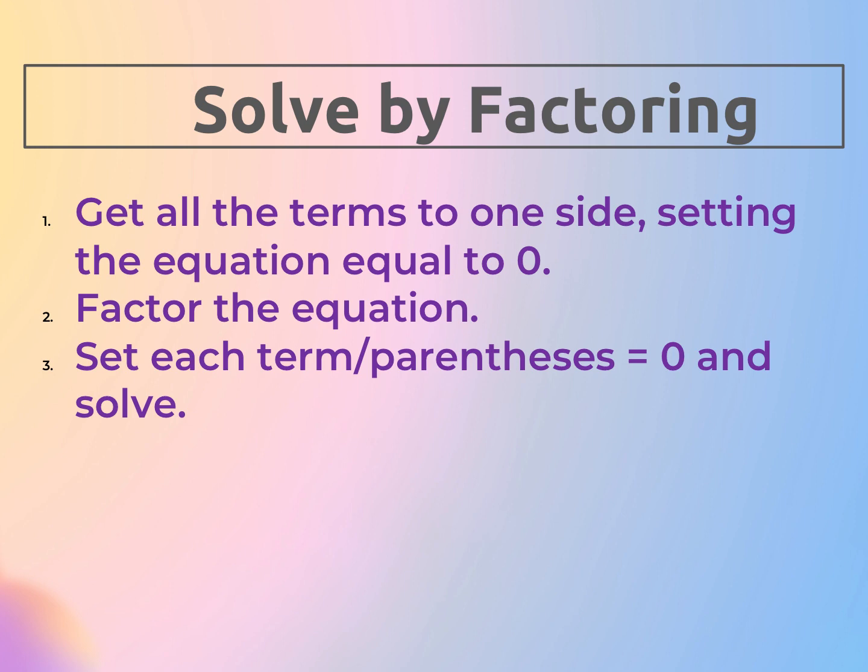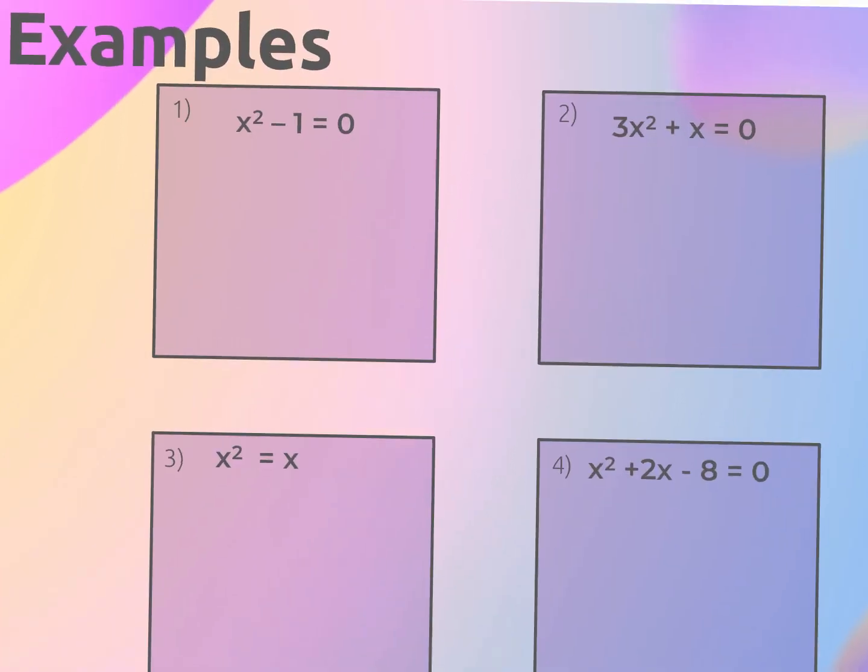So basically, we're going to do what we did in the prerequisite chapter. We're going to factor the polynomial, whether it's a trinomial or a binomial or a 4-term polynomial. We'll factor it. And then we take it one step further and set those terms or those factors equal to 0. So here's our first example.